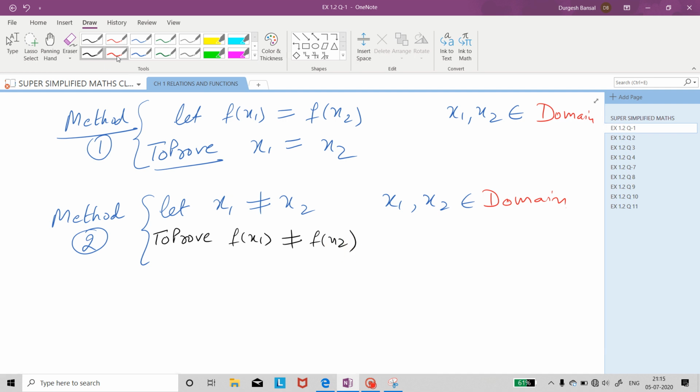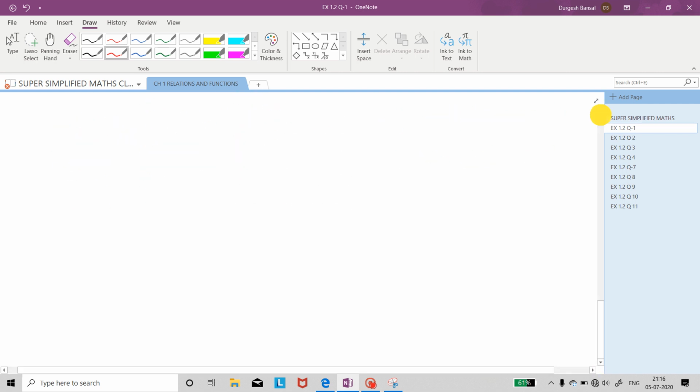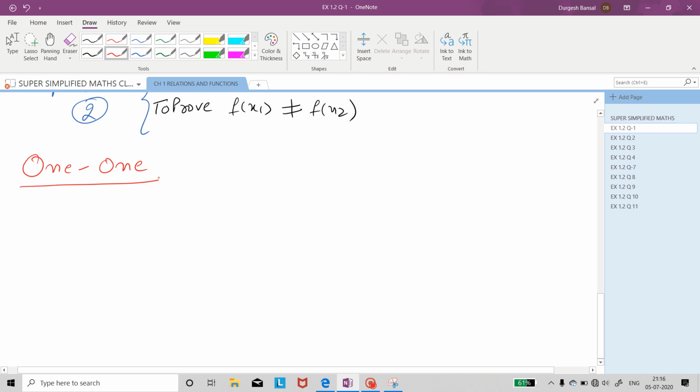You can prove it by either of the two methods. Either you use method 1 or you use method 2. In general, most of the times method 1 is used. So in this question also I am going to use method 1. Let us use method 1 to prove this question. I am going to prove that this function is a 1-1 function.